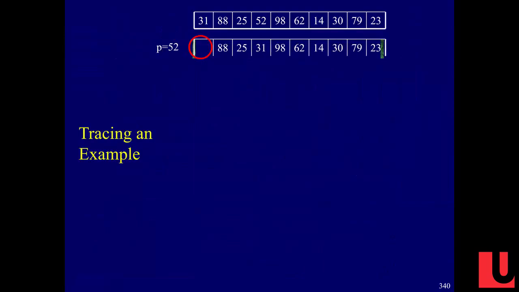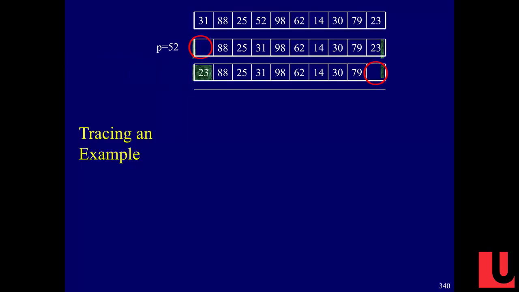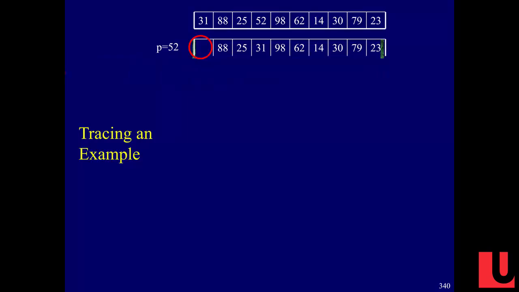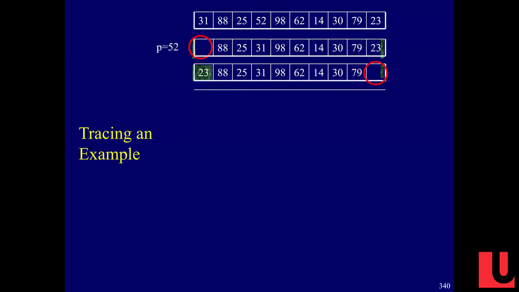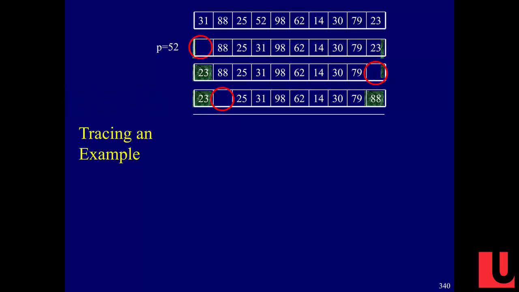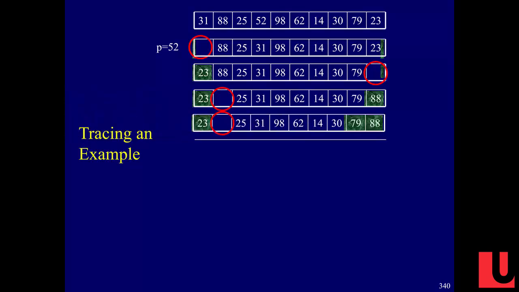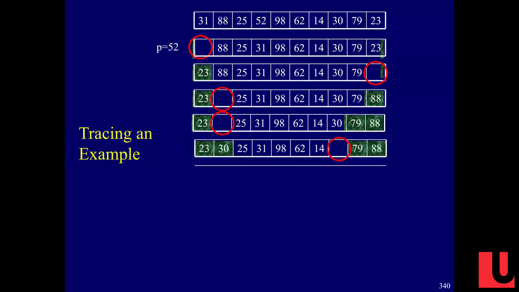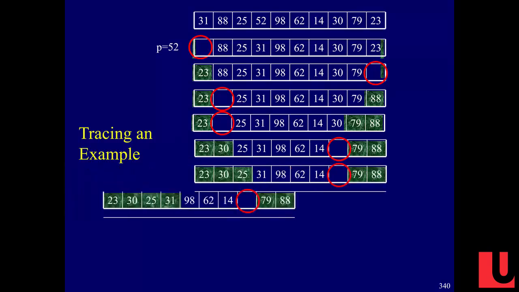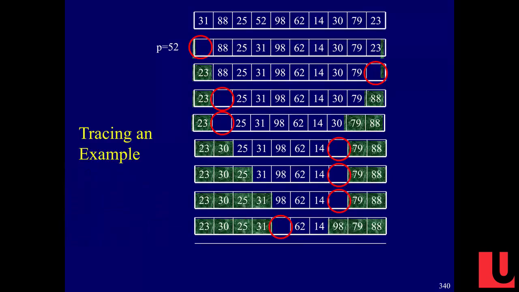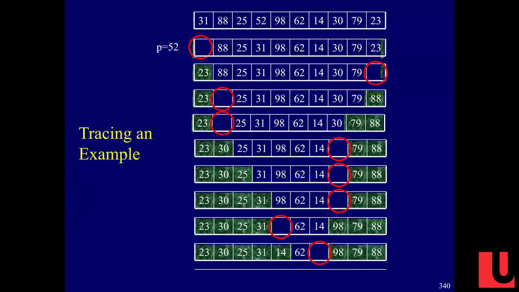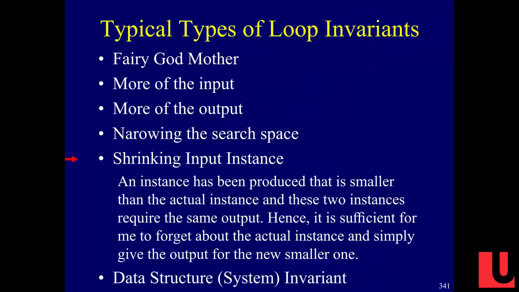Some people in the old days wanted me to trace things out. So you can say, well, what am I doing now? I compare it with the 23, put the 23 in the hole, take the 82, put it in the hole, take the 79, leave it where it is, take the 30, put it in the hole, the 25, leave it, the 31, leave it, the 98, put it in the hole, the 14, put it in the hole. The 80, 62, you put it in the hole, and we're done. Everybody good? All right.